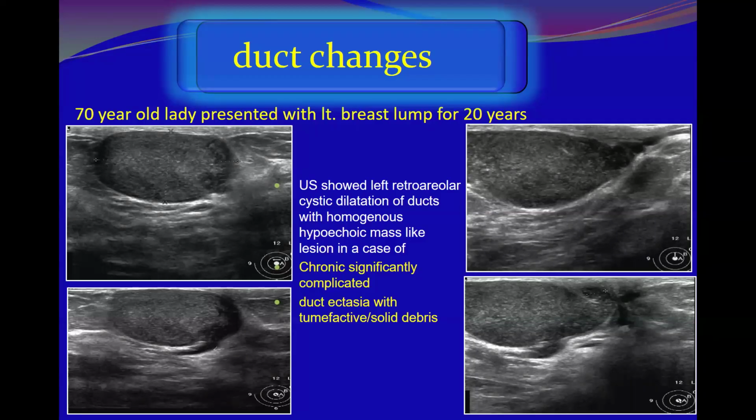And this example, also my patient, a 70-year-old lady, presented with left breast lump for 20 years. This lump for 20 years, okay? And even if you look here, it's causing a mass effect into the adjacent skin. And it is an intraductal component, you see? It is an intraductal, homogeneous solid non-vascular mass, okay? And this is just a tumefactive solid debris, okay? In a chronic ductectasia.